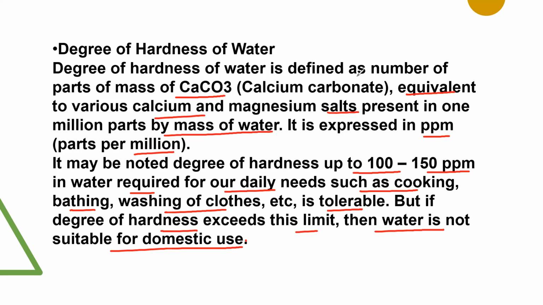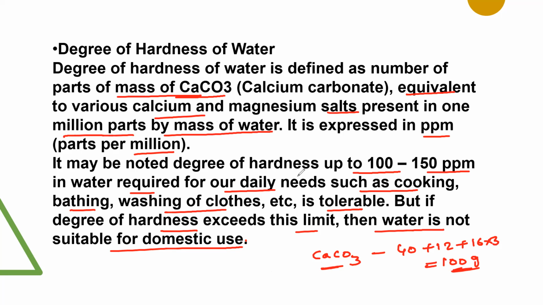It is nothing but defined as the number of parts by mass of calcium carbonate. So what is the mass of calcium carbonate? Calcium is 40 plus carbon is 12, oxygen is 16 into 3, 48. So it is equal to 100 grams. Actually, 1 mole of calcium carbonate is 100 grams, equivalent to various calcium and magnesium salts present in 1 million parts by mass of water. So it is expressed in ppm.